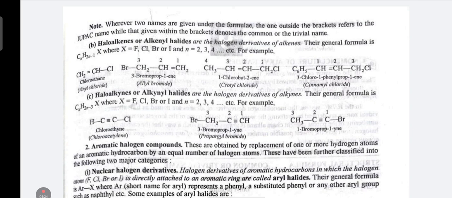Haloalkyne and alkynyl halide are the halogen derivatives of alkynes. Their formula is CnH2n-3X, where X is equal to chlorine, fluorine, bromine, iodine, and n is equal to 2, 3, and 4. For example, chloroethyne, 3-bromopropyne, 1-bromopropyne.